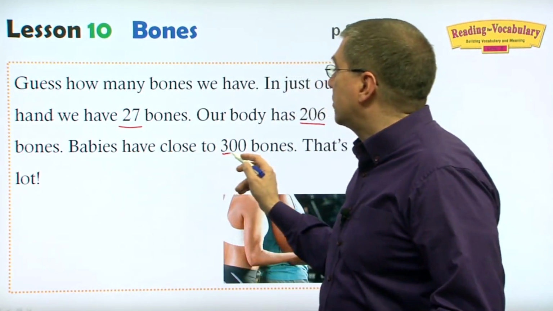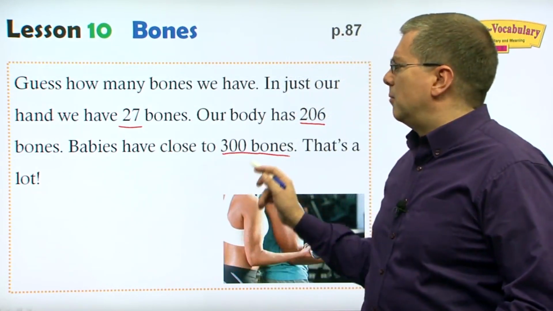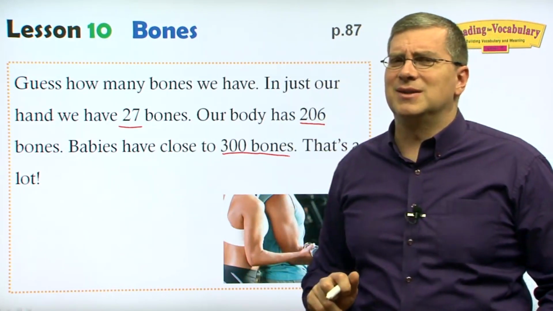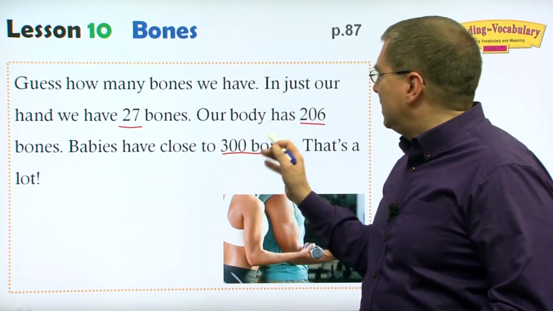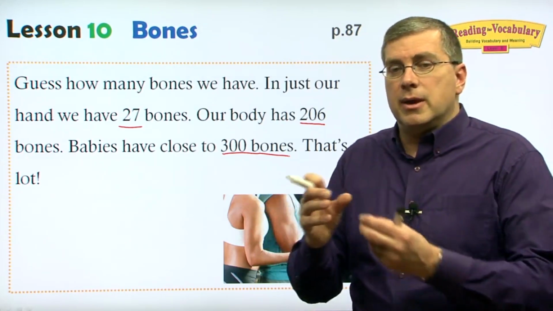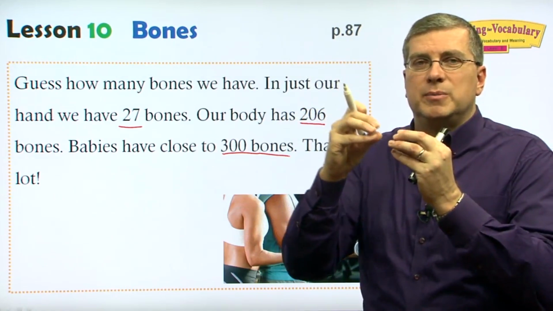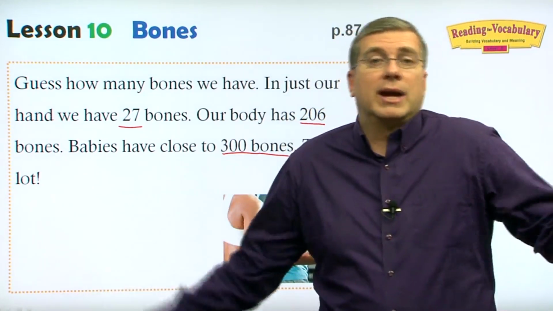Babies have close to 300 bones. Wait a minute. Babies have 300 bones, but we only have 206 bones? Does that sound strange to you? Well, the reading doesn't say it, but think about it. When babies grow bigger, their bones actually grow together, and so two bones become one bone. It's not like babies are losing bones, falling out of their body.